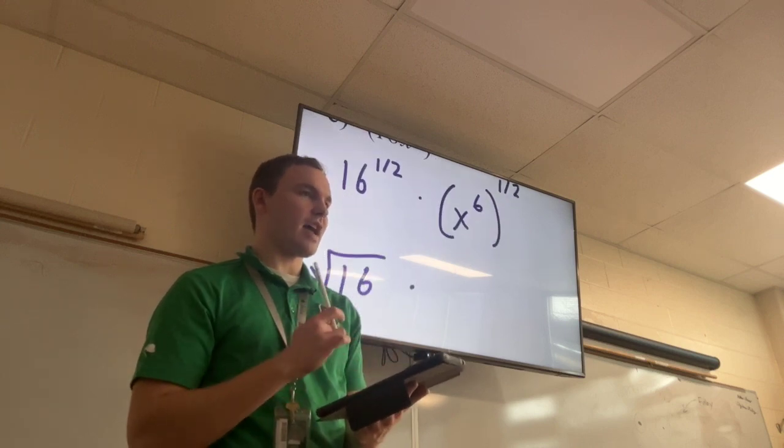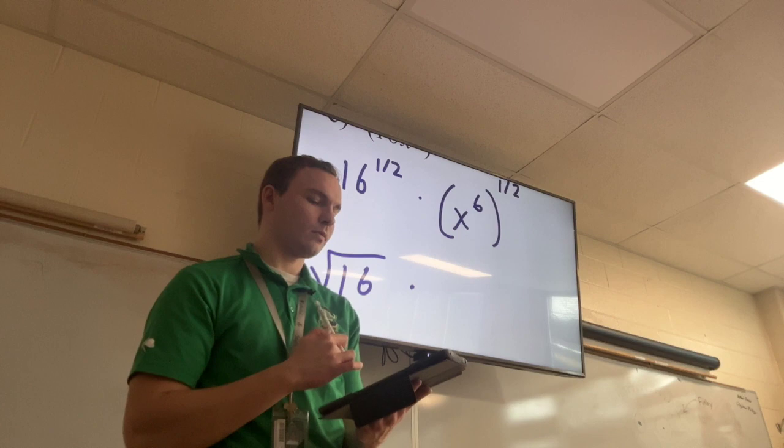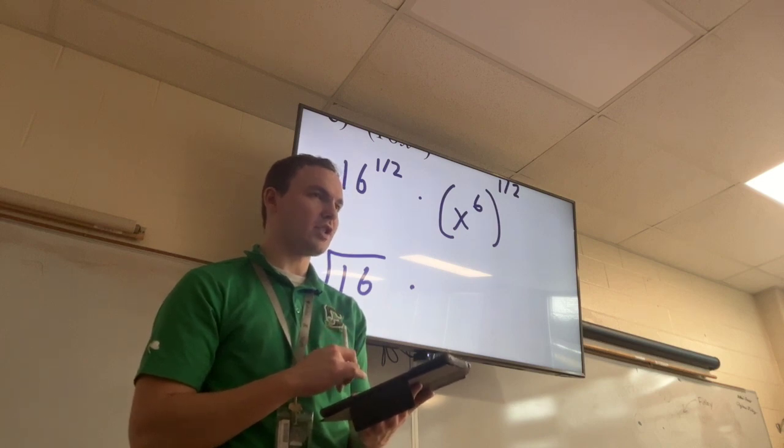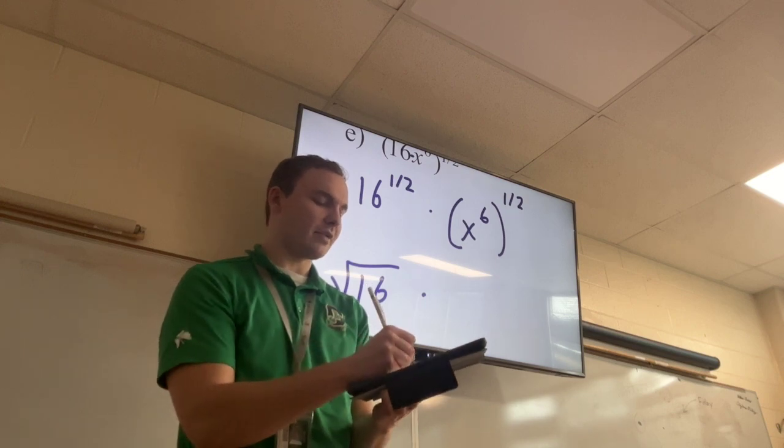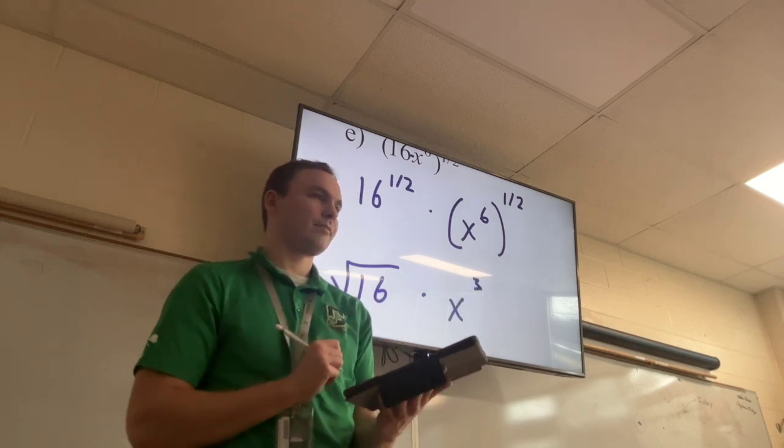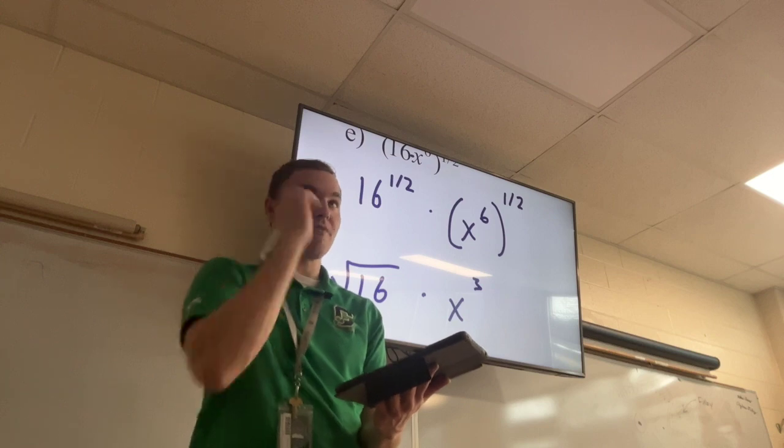X to the 6th to the 1/2. We talked about this in chapter 4. When a number has two exponents, how do we change it so there's just one? We multiply them together, so it's going to be x cubed. X to the 6 times 1/2, which is 3.